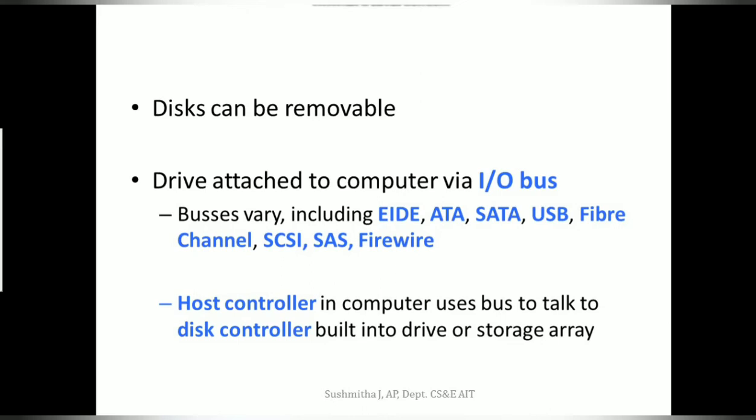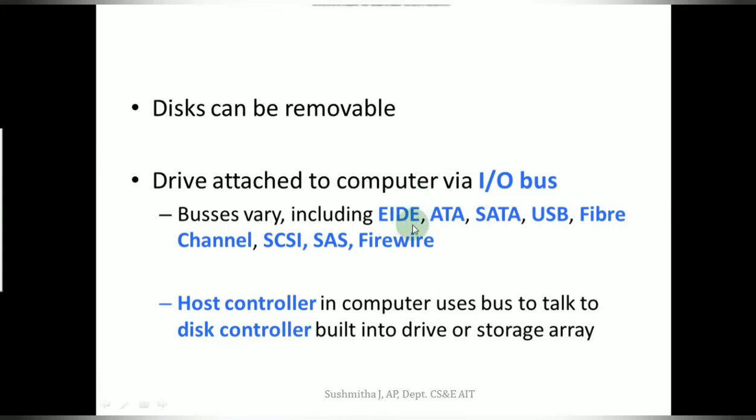This hard disk is attached to the computer by some IO buses, and there are different types of IO buses that are used. That is ATA, SATA, FC, SCSI, and all these are used. Each one comes with its own advantages, disadvantages, and the transfer rate, that is the bandwidth at which it works. Each one comes with a different bandwidth.